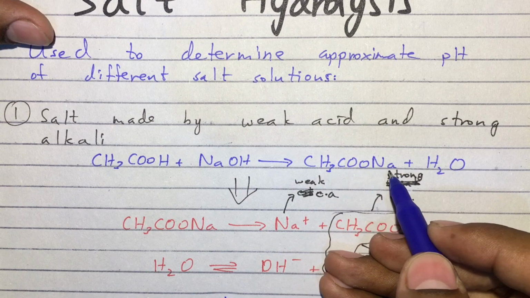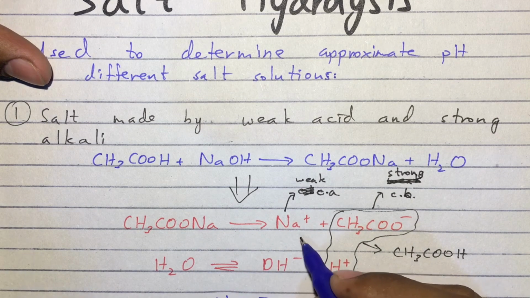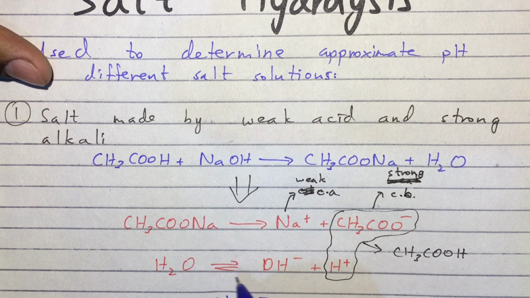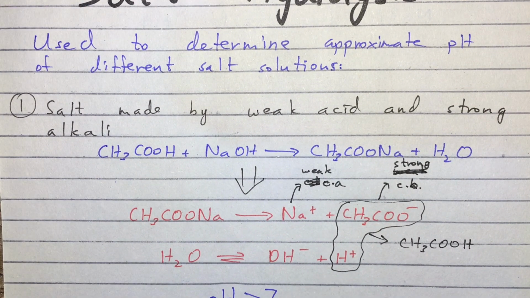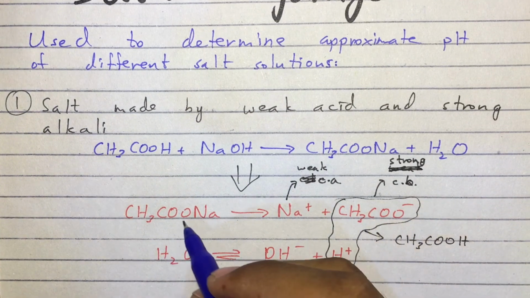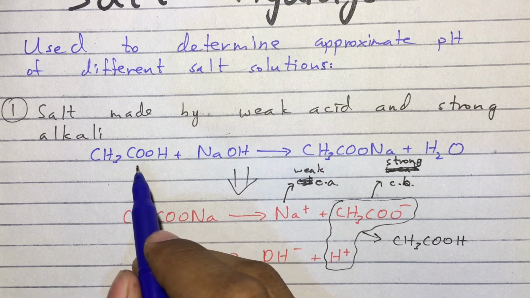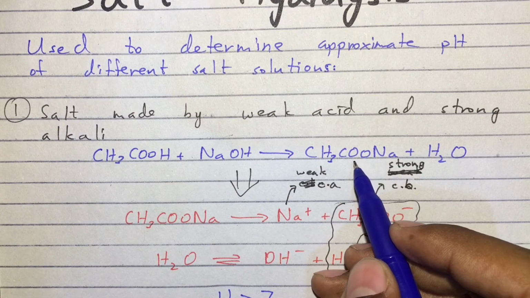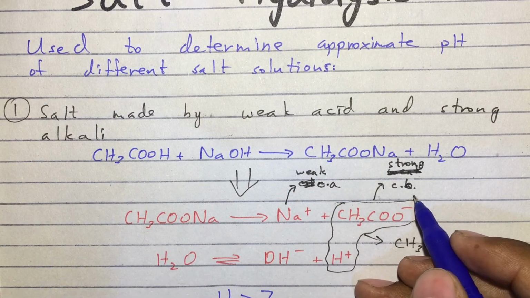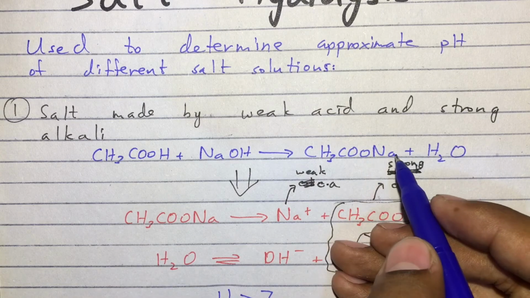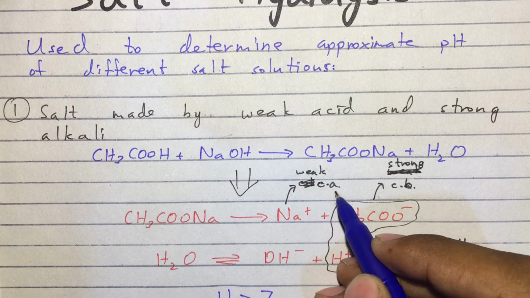So we take CH3COONa. It ionizes fully, it's a strong electrolyte. It forms Na+ and CH3COO-, and then water dissociates into OH- plus H+ reversibly. If you see from this equation, CH3COOH was the weak acid and it formed CH3COO- which reacted with Na+. So CH3COO- was actually a strong conjugate base because it was formed from a weak acid, whereas this sodium ion was formed from NaOH, a strong alkali, so the sodium ion will be a weak conjugate acid.